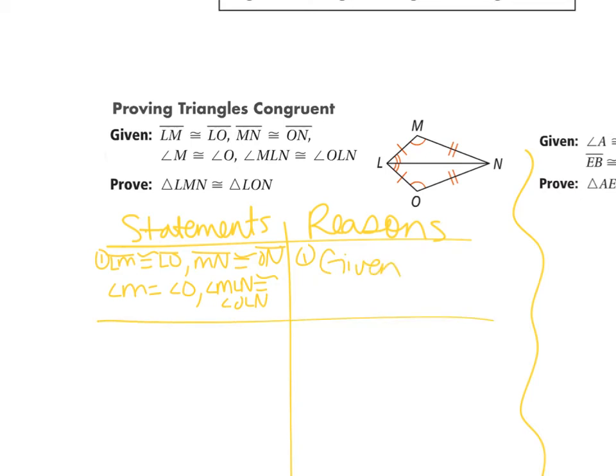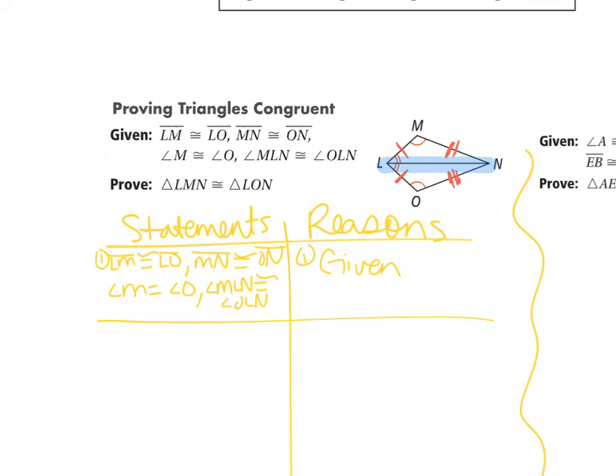All right, so now that we have all that, we are trying to prove that the triangle LMN is congruent to the triangle LON. So don't quit on me yet. We have the sides, we have these angles, the second sides. So what else do we need to prove this is a congruent triangle? Well, we need to know that that third side is congruent, right? So that third side would be LN.